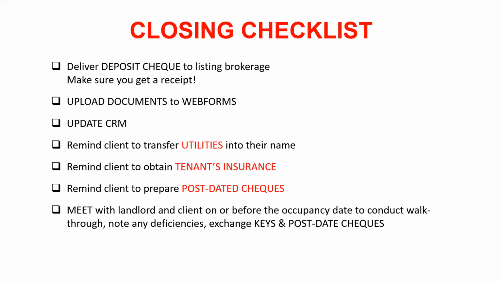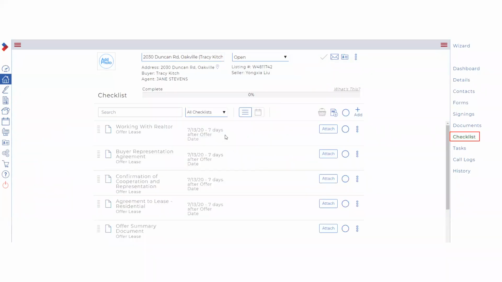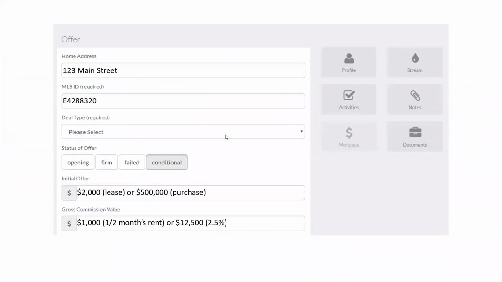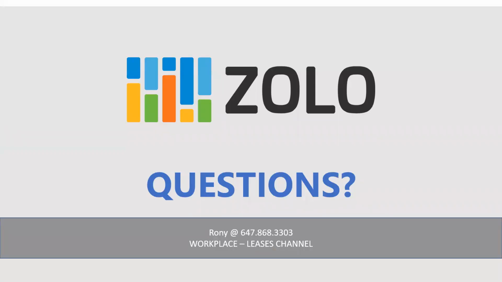Awesome. All right. So last but not least, this is web forms as well. I talked about uploading all of your forms to the checklist, making sure that you change the status to firm deal. This is all stuff that we can walk through during a web forms webinar, but hopefully you guys are feeling really comfortable right now with how to do leases. Not forgetting to enter your deals in the CRM and then also uploading your documents to web forms.